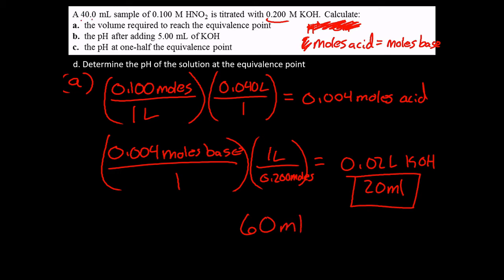Because we started with 40 mils of the acid, we added 20 of the base, and so therefore, at the equivalence point, we will be at 60 mils total volume. And that'll come in handy later. All right, so that's part A.